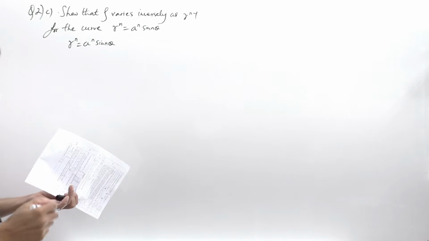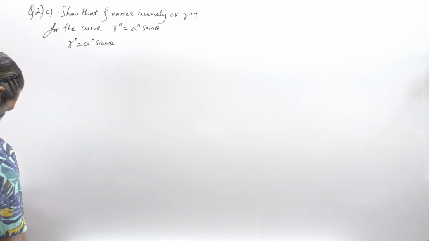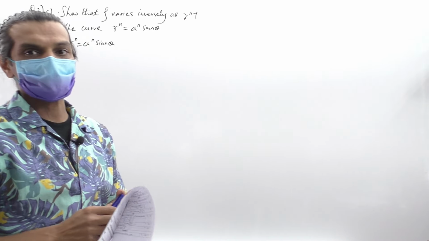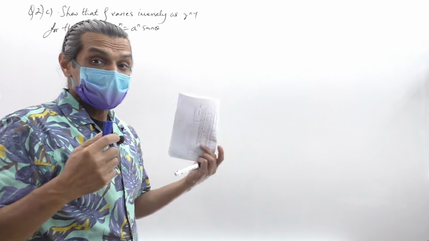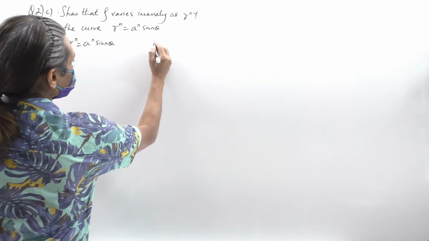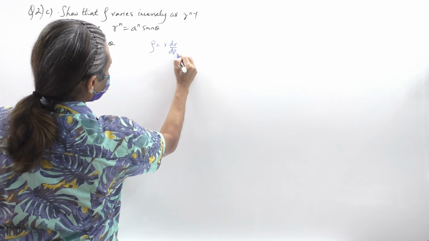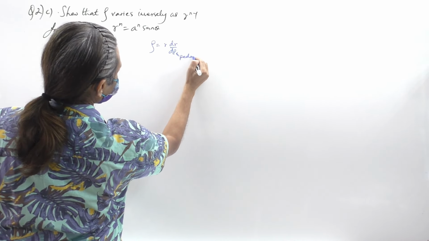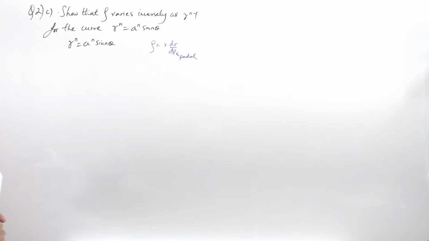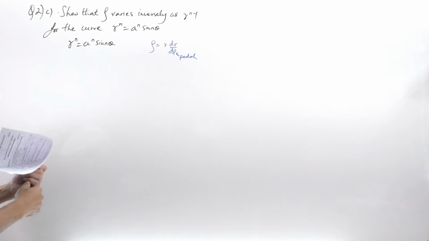So what we do first, see, there is one simple formula to find the radius of curvature of a polar curve, that is rho is equal to r dr by dp. Here this p is what? The pedal equation. And we have solved so many problems on pedal equations, please do refer to that.